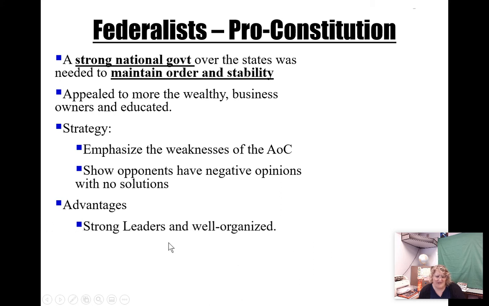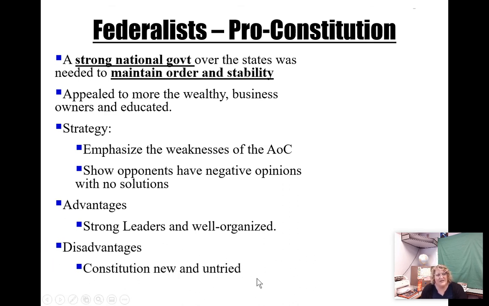The advantages are that they were well organized. There were strong leaders. You saw the majority of the delegates of the Constitutional Convention would be called Federalists. So, well organized. Their disadvantage is that the Constitution is an unknown, and sometimes people are afraid to take a risk on an unknown, especially when you're talking about your form of government. And then the other issue is that there was a lack of a Bill of Rights. So the people were afraid that the Constitution didn't do enough to protect individual rights from overreach of government.